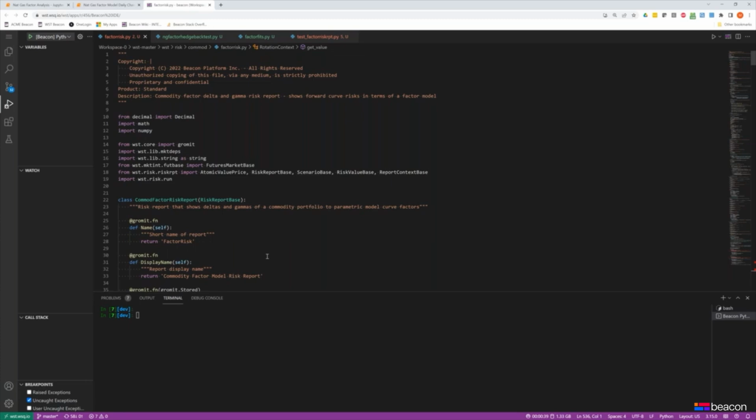Beacon includes a risk reporting framework. It lets you define basically a tree of different market scenarios and then values to calculate in those scenarios. In this case, the values to calculate will be those factor deltas and gammas. So let's see how that works a little bit.